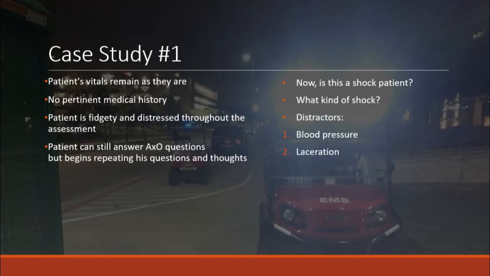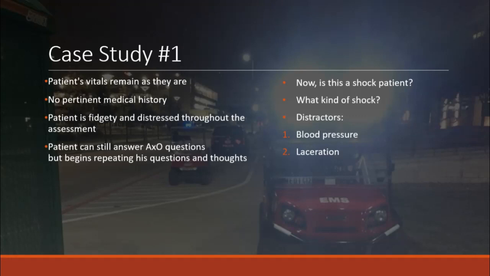The vital signs are pretty much in the same range. Nothing really gets any better or worse. So far, no pertinent medical history. The patient is, as we mentioned, fidgety and distressed throughout the assessment. As you get deeper into the assessment, he can still answer your A&O questions. He's still A&O x4, but he starts repeating his questions to you, repeating his thoughts, and he's not entirely sure about his mental status.